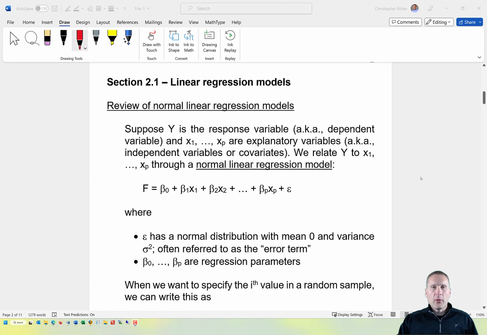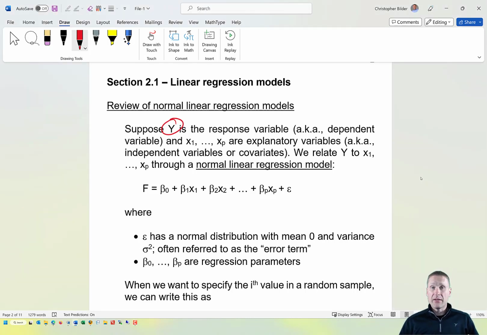Now, first, before we get into these binary regression models and then also motivate their need, we're going to do a short review of normal linear regression models, which all of you should have seen at least a little bit in the past before coming into this course and before coming into my book. And so just to review, suppose again our response variable is y.